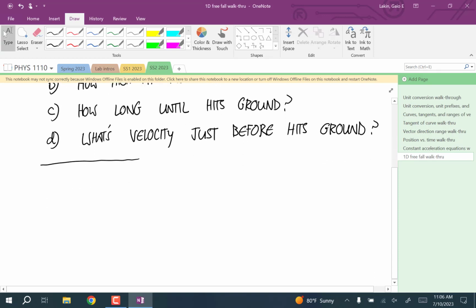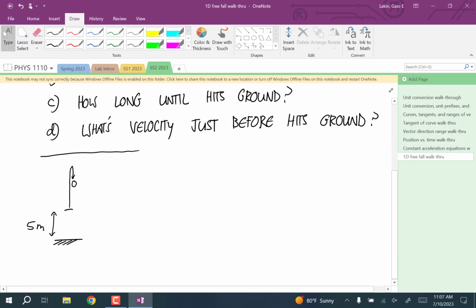Okay, so first I'm going to just draw a little sketch of what's going on. So it's launched from this height of 5 meters. And it goes straight up and straight down. Okay, it's a one-dimensional motion, so it's just going straight up and straight down along the same line. And it's launched up at 8 meters per second.